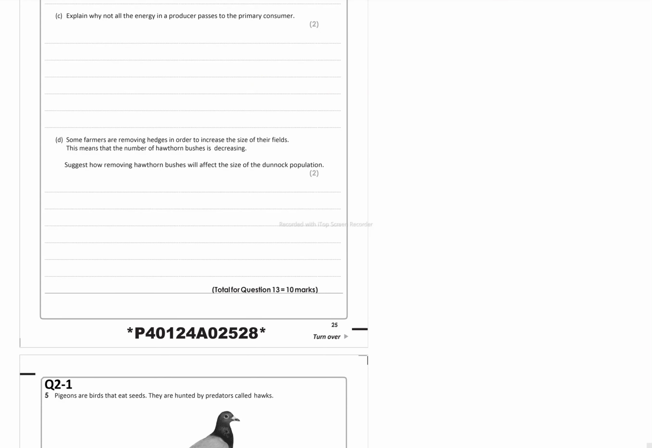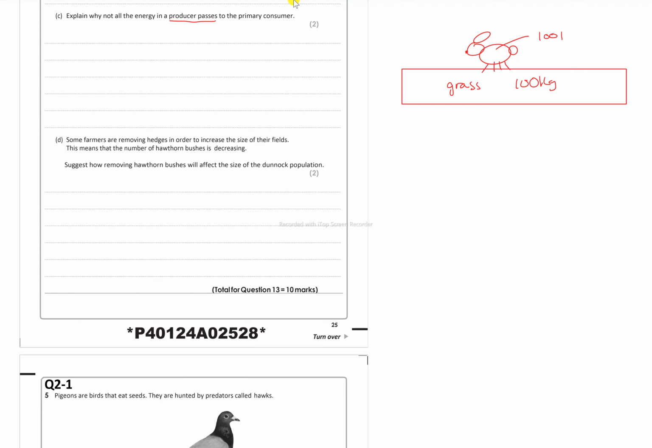Right, explain why. Okay, this is that rabbit question, isn't it? Explain why not all energy in a producer passes to the primary consumer. So what they're saying is, look, the example that is a good one is you've got all this grass here, just say 100 kilograms, and you've got a rabbit here. Why doesn't this grow by 100 kilograms or thereabouts?